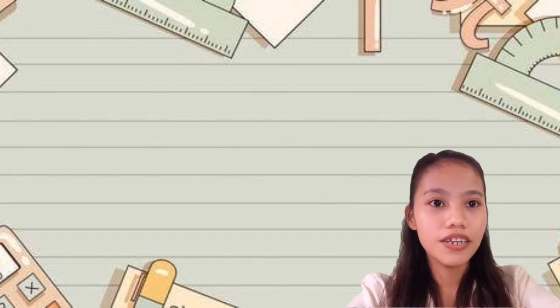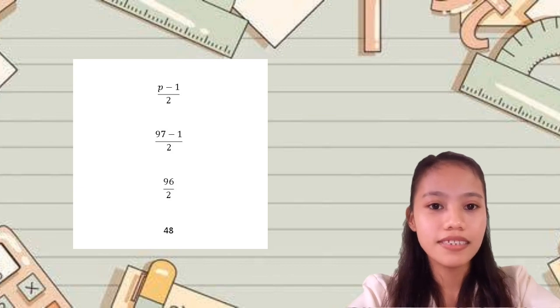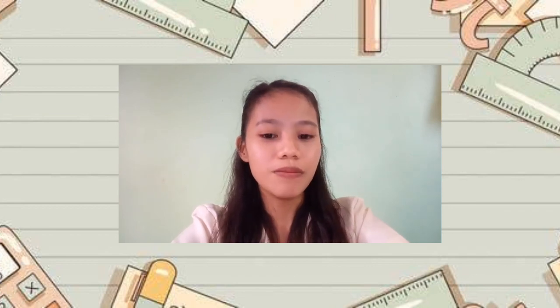Actually, we have another way to get the answer in this problem. That is (p minus 1) divided by 2. So our p is 97, minus 1 will become 96. Divided by 2 is 48. So as you can see, we get the same answer. But that is not applicable to all problems.